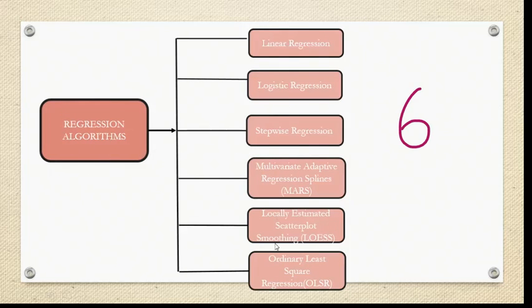There are six regression algorithms. First is linear regression, second is logistic regression. The third is stepwise regression, and the fourth is MARS, multivariate adaptive regression splines. All are dealing with regression. Then there is locally estimated scatterplot smoothing, that is LOESS, and you've got OLSR, that is ordinary least squares regression. Of these regression algorithms, the most important ones we'll be working with are linear and logistic regression, the most commonly used algorithms.